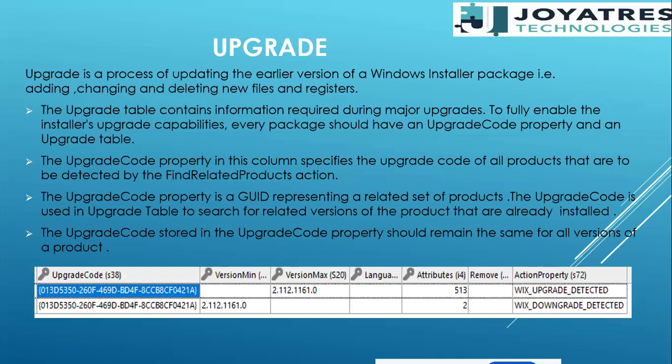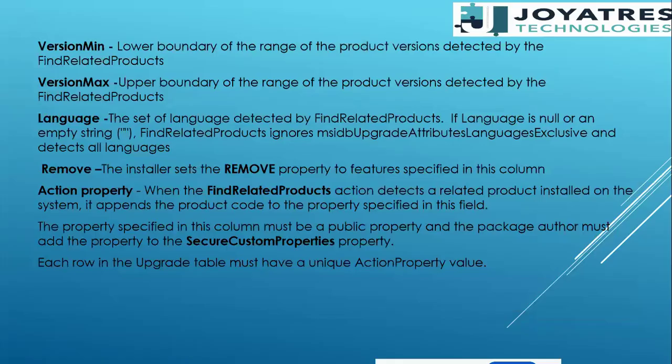Now I'll explain each and every column one by one. First is the version minimum. Version minimum is the lower boundary of the range of the product versions detected by FindRelatedProducts. So that will help you to find the lower boundary. Maximum will help you to find the upper boundary.